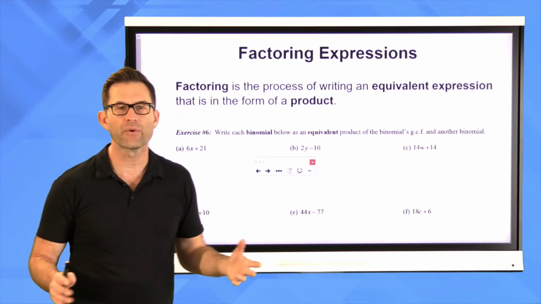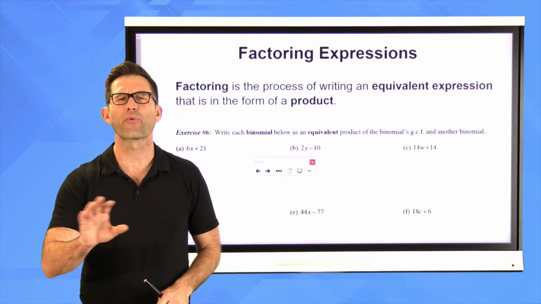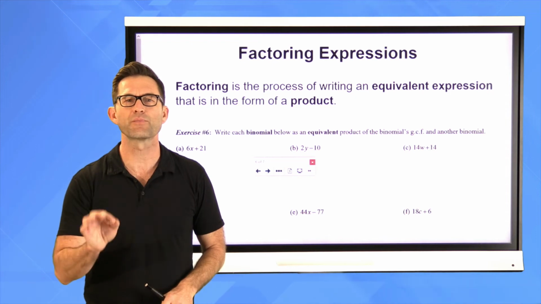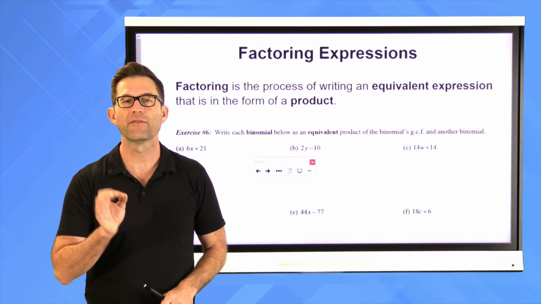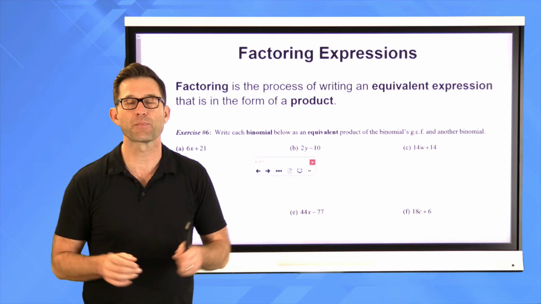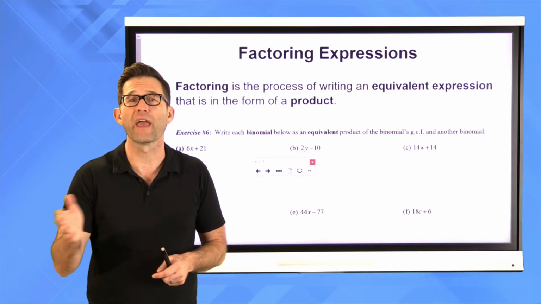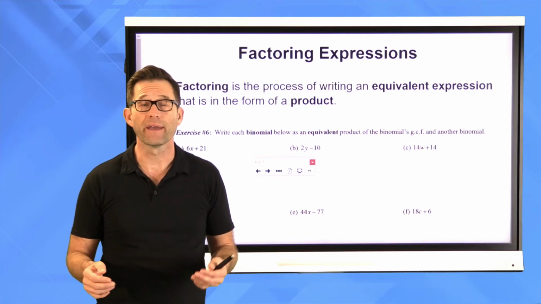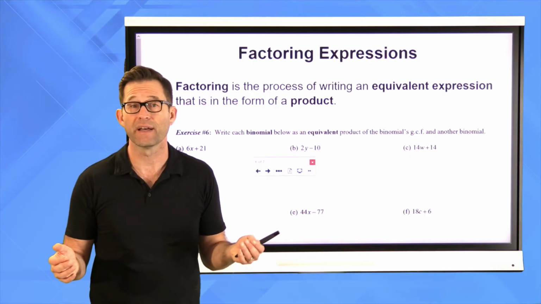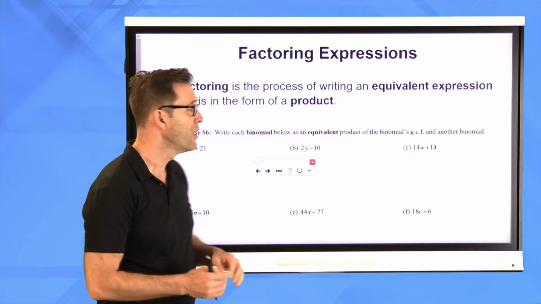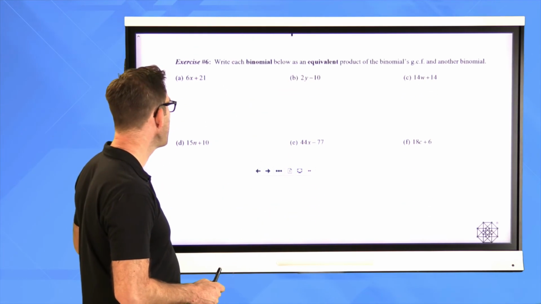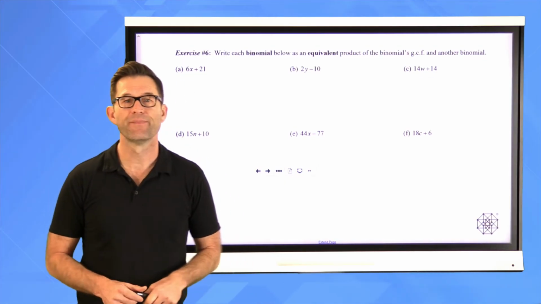Let's take a look. Factoring expressions. Factoring is simply the process of writing an equivalent expression that is in product form. That's all it is, writing an equivalent expression, but as a product, as a multiplication, right? So it's like saying, well, I can write 12 as 4 times 3. That's factoring, right? Easy. So let's take a look at exercise number 6.